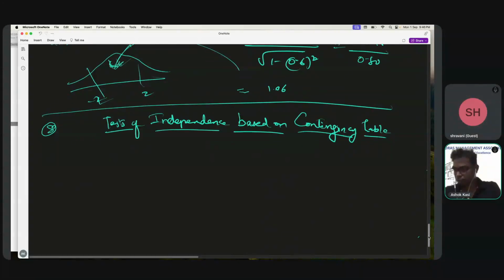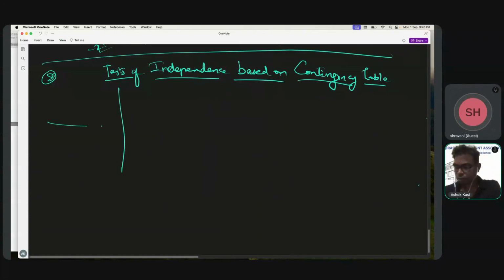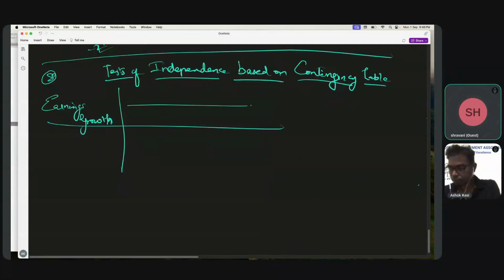Now, what do you mean by this contingency table? Contingency table means this is a table where you have data row wise as well as column wise. This is earnings growth and dividend yield, low, medium, high, total.